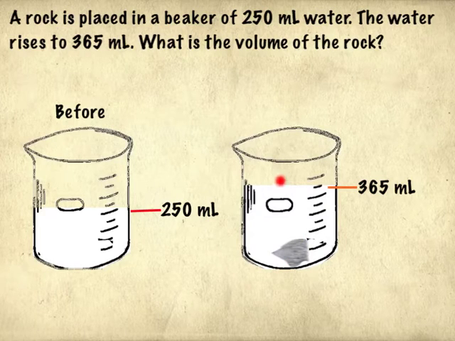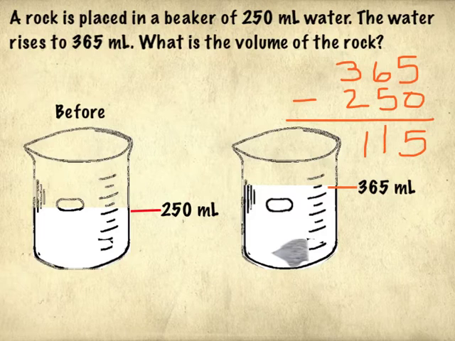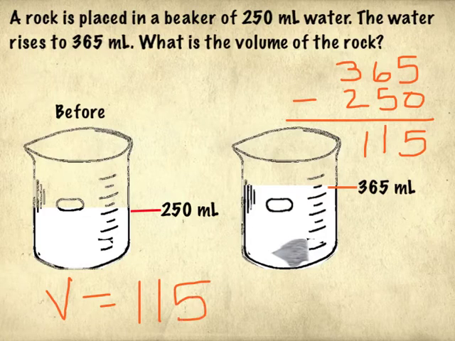Well, I know that the water didn't change. My before water was this much, and I didn't add or take out any water. So however much water is in here now must be the same as I had before, and that was 250 milliliters. So why is my water at the 365 milliliter line? Because of the rock. So that means whatever extra is in there is coming from the rock. So to figure out what the rock's volume is, I'm going to take my new volume of water and subtract how much water I know is in there. And the answer is 115. So the volume of the rock is 115.